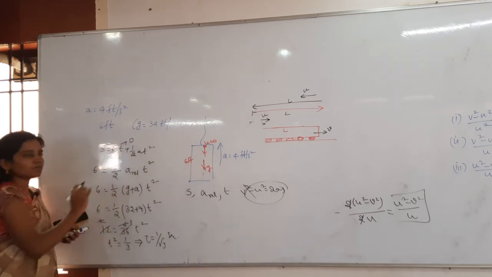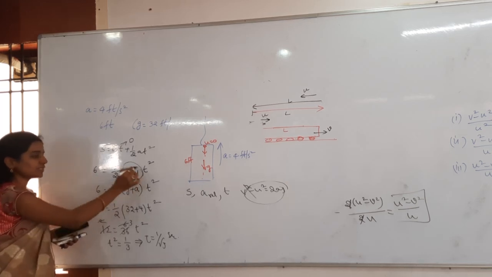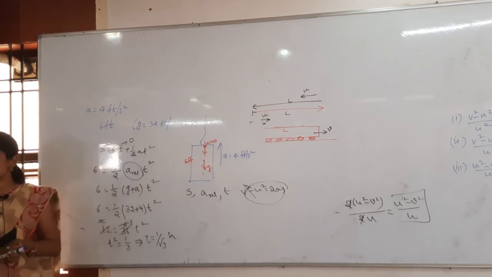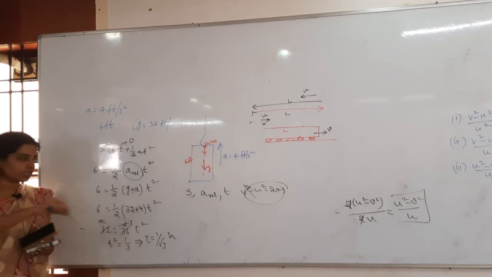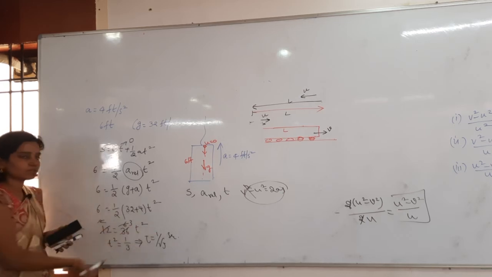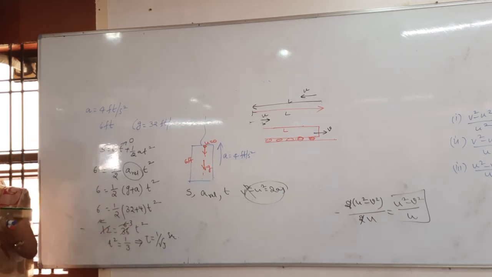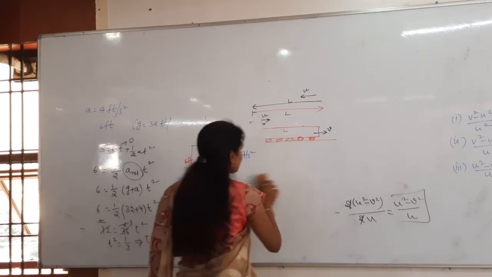Only one formula, S is equal to ut plus half at square. Then u becomes how much? 0. Then S is equal to half relative acceleration. We are having two accelerations. Relative acceleration, both are in which directions? Opposite to each other, so g plus a you have to take. Everything I substituted, and then t is equal to how much? 1 by root 3 seconds. Done? Draw the diagram also.